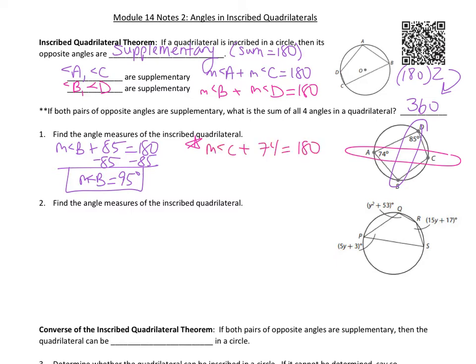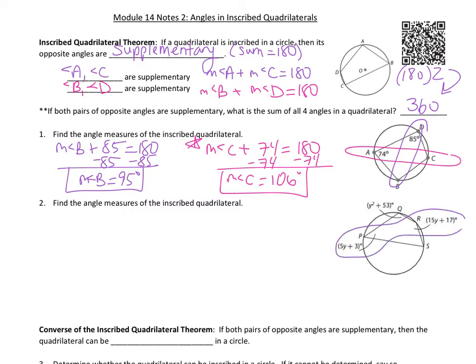You should have set up this equation and then subtracted 74 from both sides. So the measure of angle C you should have selected was 106 degrees. We're going to use the same setup now for number 2, except notice we have variables in there. We do not know what angle S is going to be, so we cannot set up Q and S. The only angles that we can set up that will be supplementary will be those 2 right there.